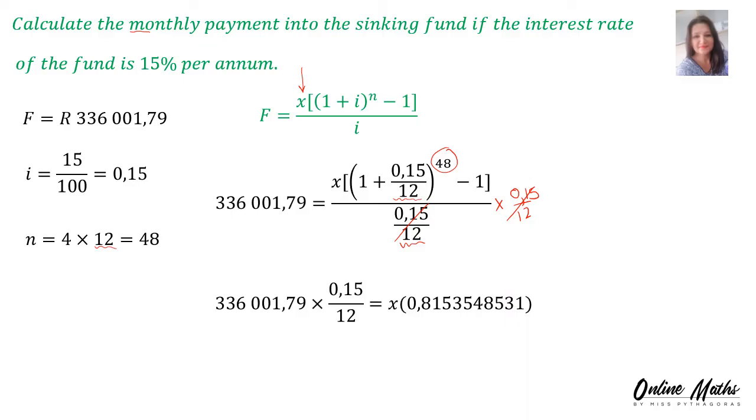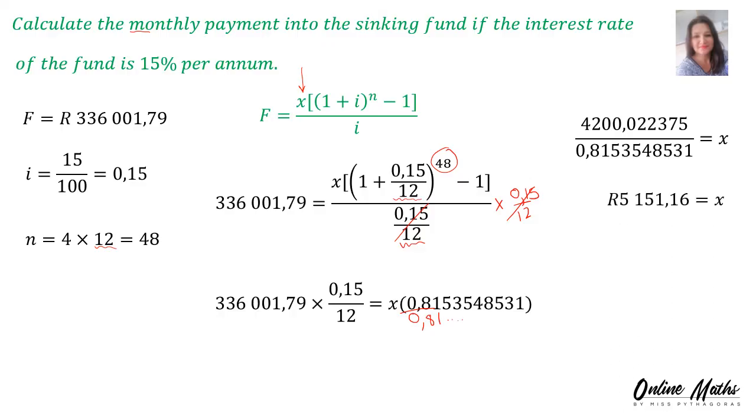In the next step, the numerator, when you slot all of that into your calculator, you end with X times 0,815, etc. On the left hand side, when you multiply, you find 4200,022,375 and we will divide with 0,81, the whole number there. And then the X is 5,151 Rand and 16 cents. That is the monthly payment into the sinking fund over a period of 4 years.